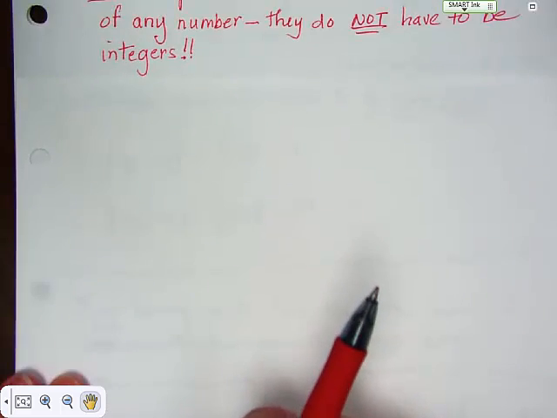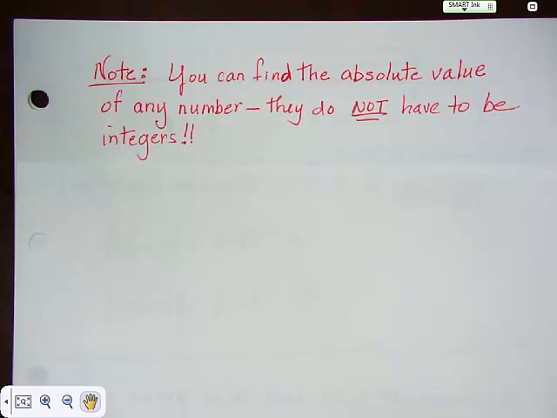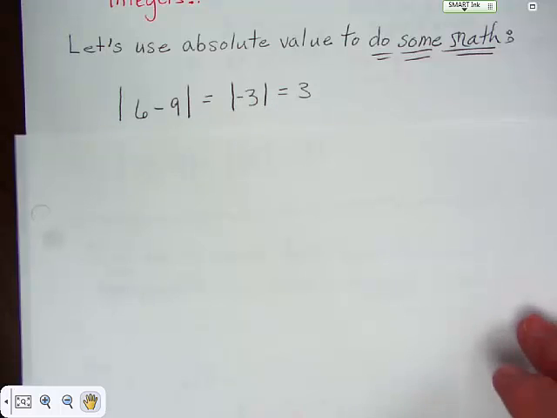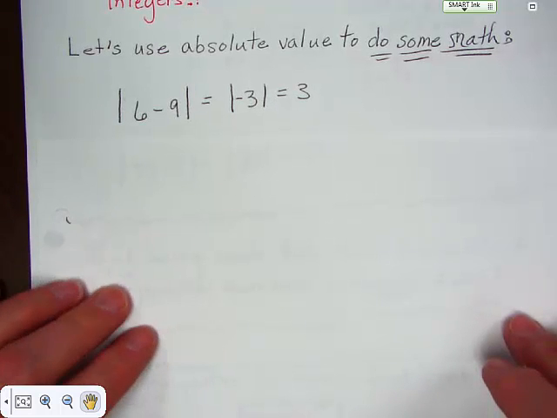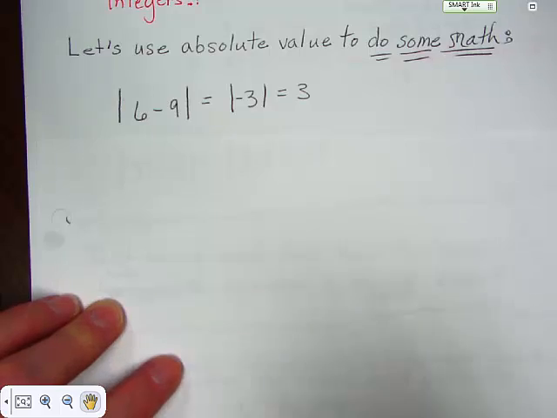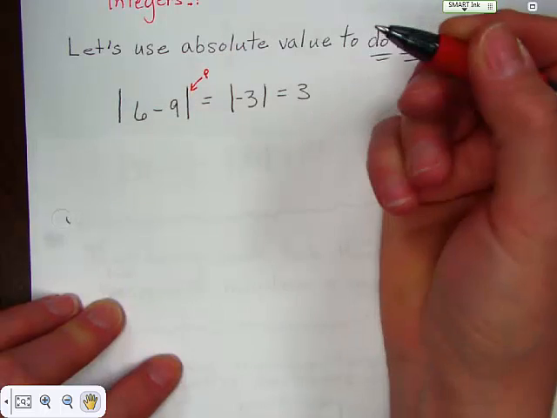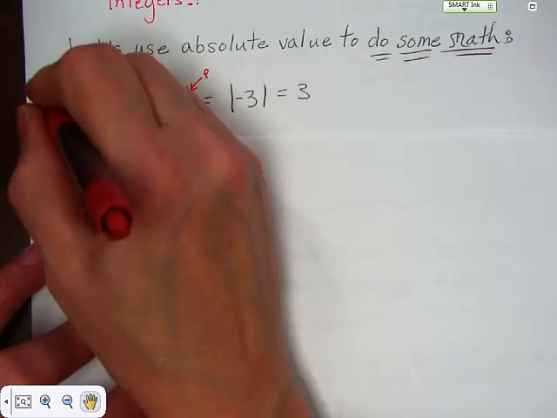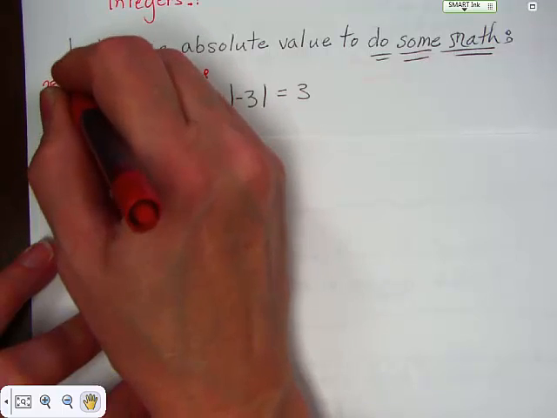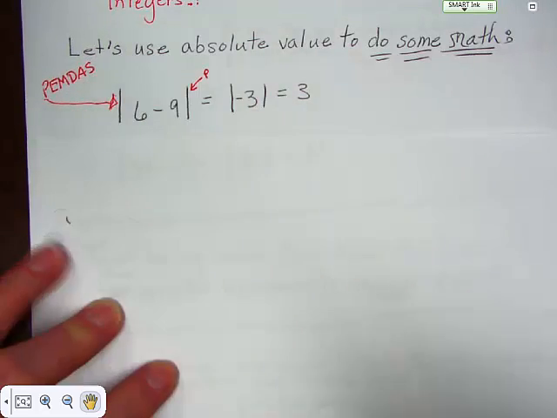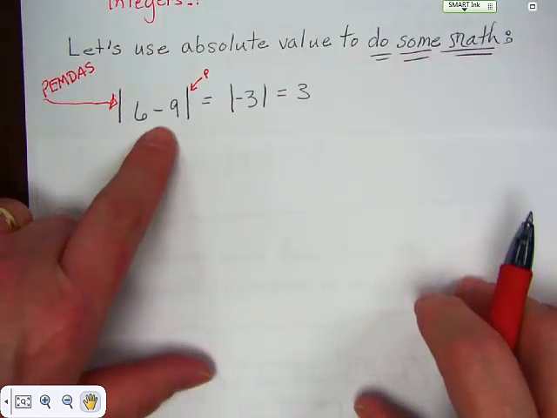Okay, now you can find the absolute value of any number. They do not have to be an integer. I started with integers because I was wanting to introduce you to negative numbers a little bit. So let's do some absolute value math, shall we? Okay. The absolute value of 6 minus 9 equals -3, or 3. That's because we do what's inside. We kind of consider these parentheses. Okay, so in our PEMDAS arrangement, these guys right here are considered parentheses. So we want to do what's inside of them first.